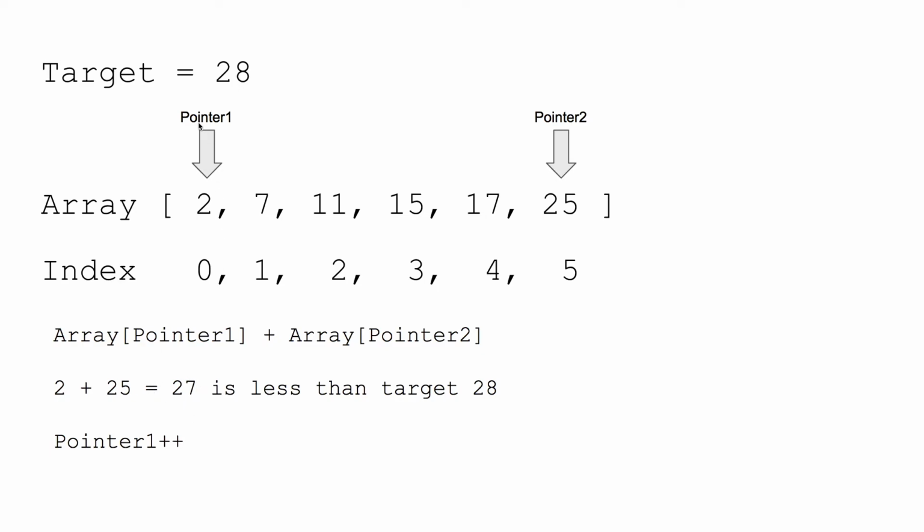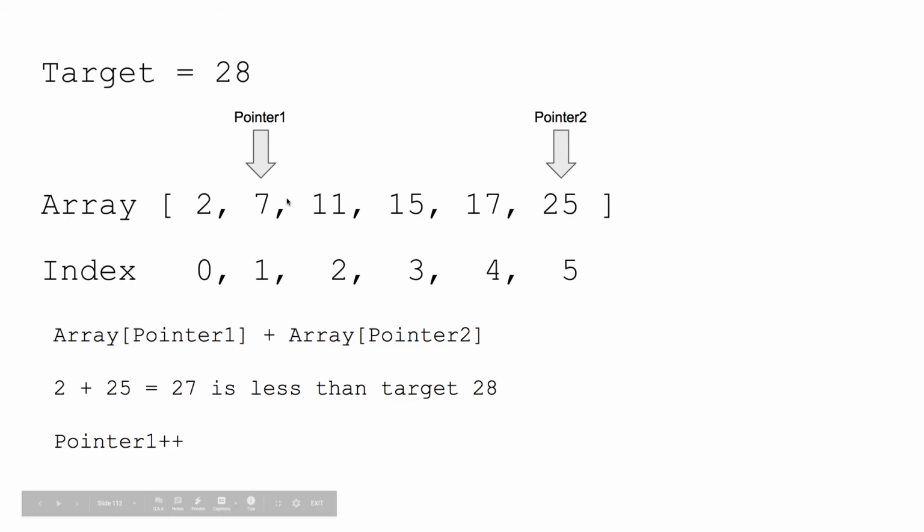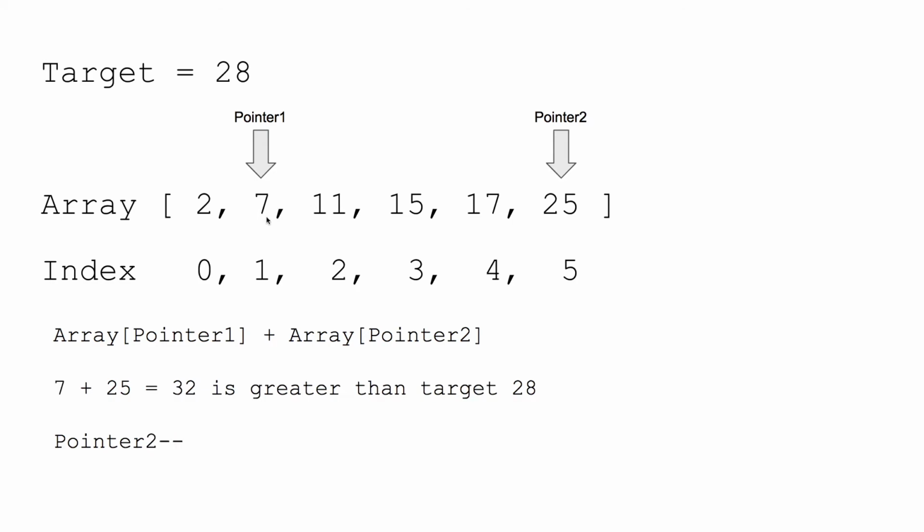So obviously we will move pointer 1. Here we are incrementing pointer 1 by 1. Now we will point to value 7, and from here we will simply add up these two values, where we get 32, which is now greater than 28. So now we have two options: either we can move pointer 2 or pointer 1.